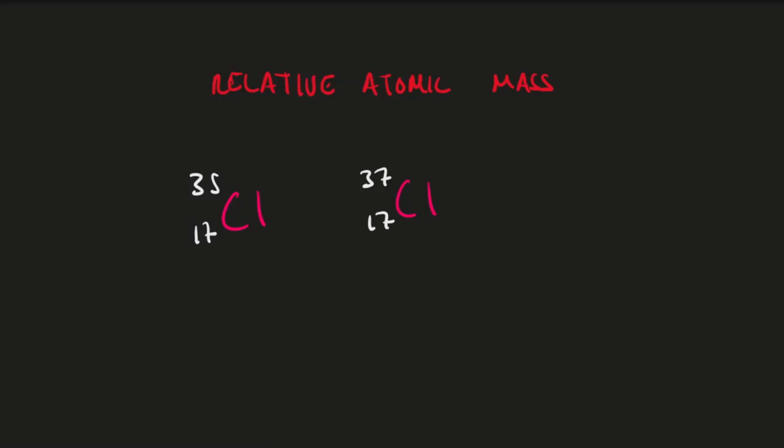So here we have two different atoms of chlorine, and you can tell it's chlorine because they have the same chemical symbol Cl, and also they have the same proton number 17. So anything with the proton number 17 or the atomic number 17 is chlorine. But what you might notice is that they do both have different atomic masses. And what's going on here is the mass number is different. So these are what we call isotopes of chlorine.